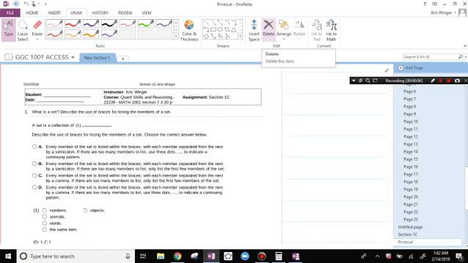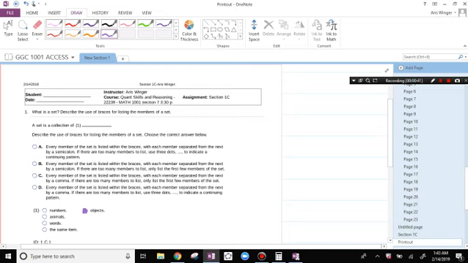Okay, we are working on sets and Venn diagrams. What is a set? Describe the use of braces for listing the members of a set. A set is a collection of objects. So a set can contain anything. Describe the use of braces for listing the members of a set. Choose the correct answer below.